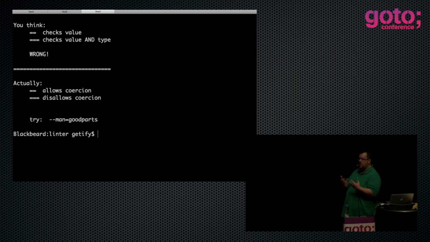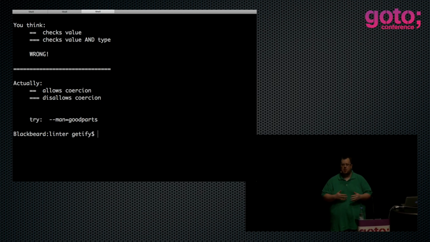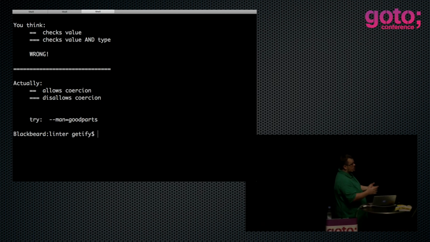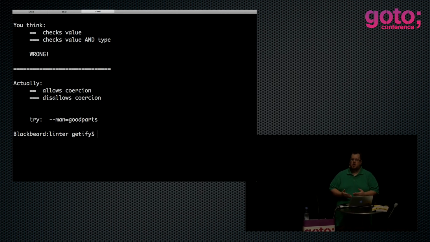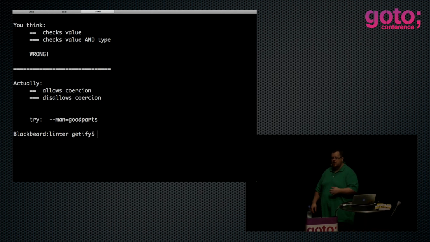It matters from a correctness perspective, but it also matters from the way that we reason about these things. If you look at the first set of descriptions, which one of the two of those appears to do more work? And clearly, the triple equals appears to do more work because it's checking both the value and the type. But if we look at what the spec says about how it works, double equals allows coercion, and triple equals disallows coercion. Therefore, double equals appears to be doing more work. And in fact, this bears out.